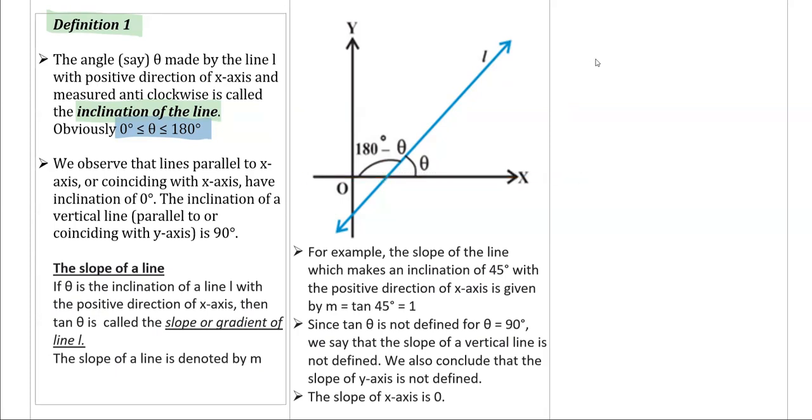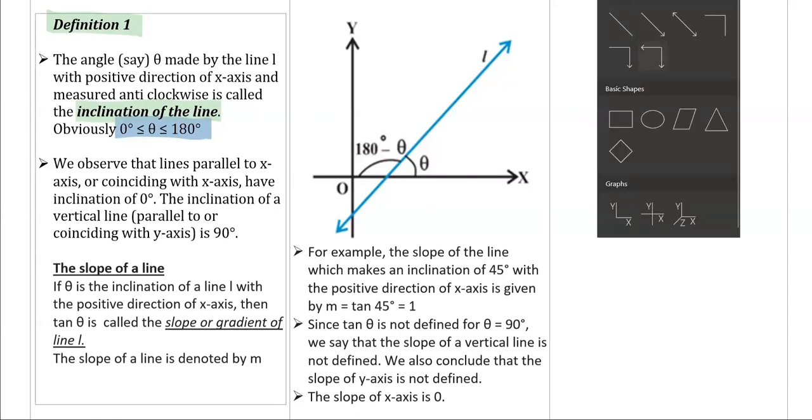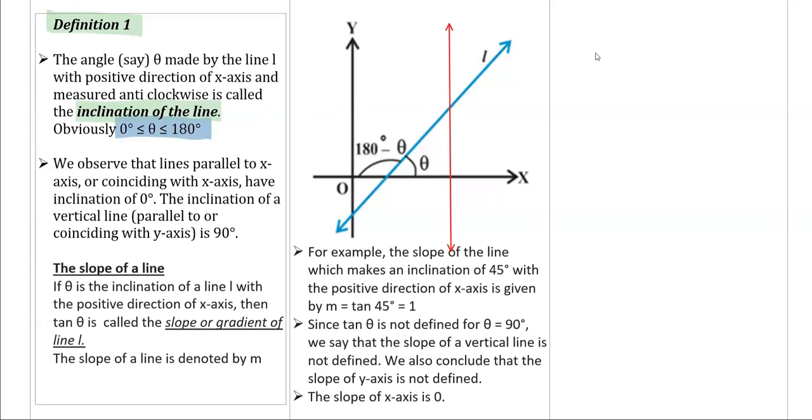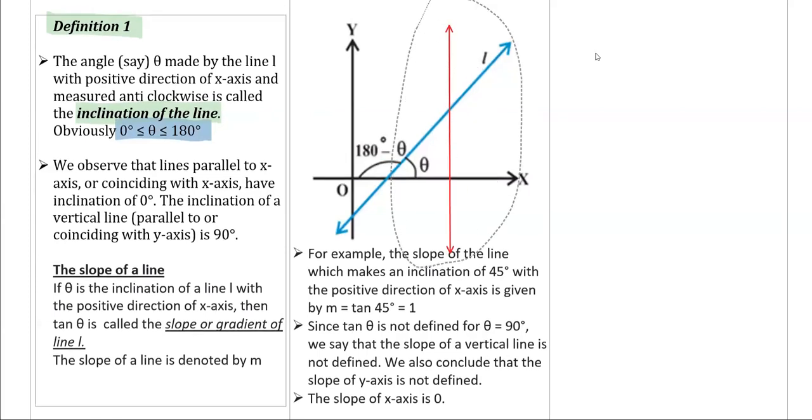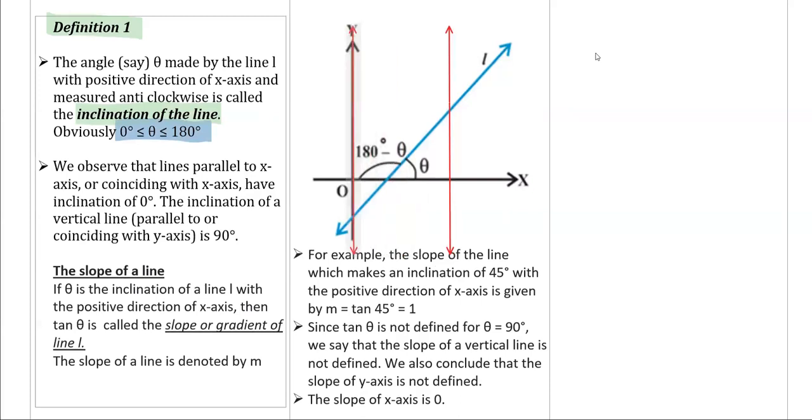So we say that for a line which is parallel to the x-axis, or the x-axis itself, the angle of inclination is 0. Similarly, if I make a line which is parallel to the y-axis, or maybe the y-axis itself, say I made this line here, then in all such cases you will see that the angle made with the positive direction of the x-axis is 90 degrees. So I repeat, for a vertical line or a line which is parallel to the y-axis, we say that the angle of inclination is 90 degrees.